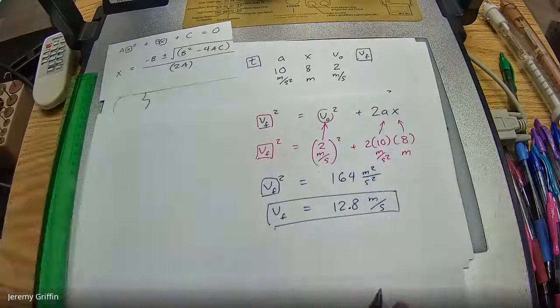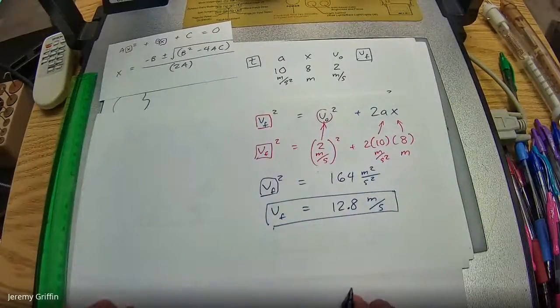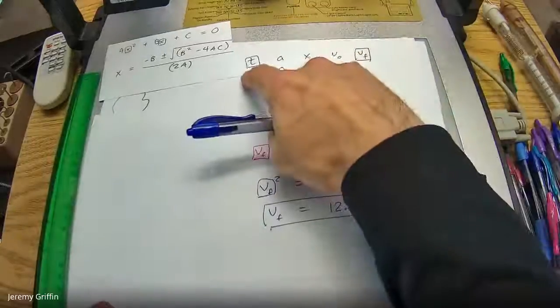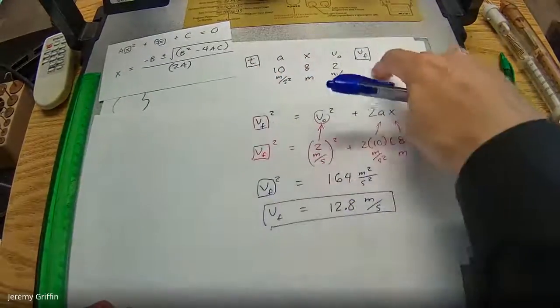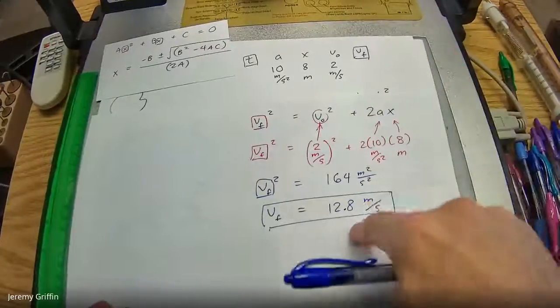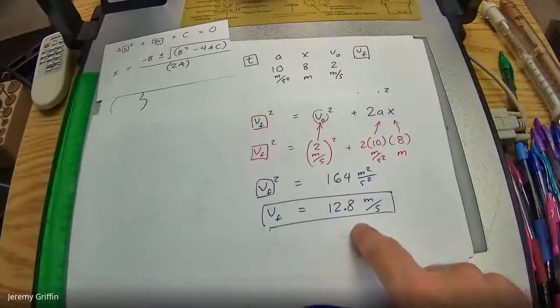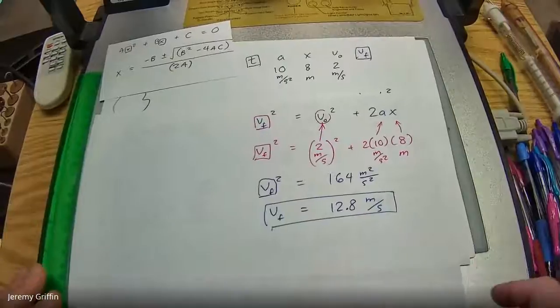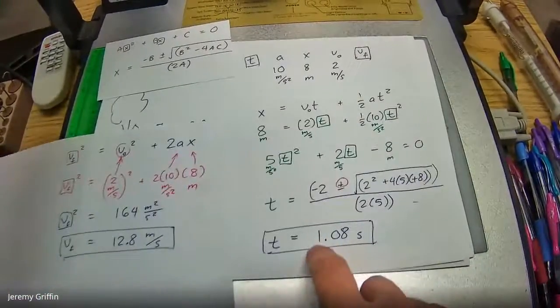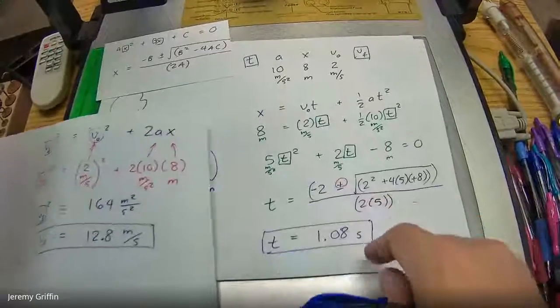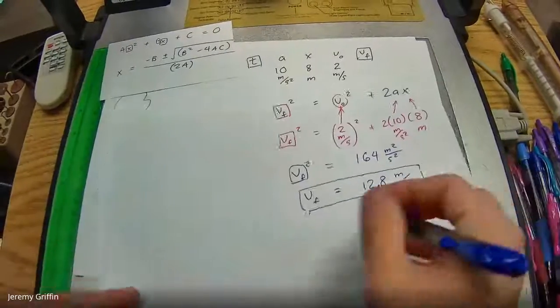Okay, so now I've got everything, right? Went about one way, got time is 1.08 seconds. Went about another way for final velocity, got 12.8 meters per second. Now here's where everything's going to come full circle. I told you guys I was going to show you how to get this time without going through this quadratic stuff. You guys ready to see that?